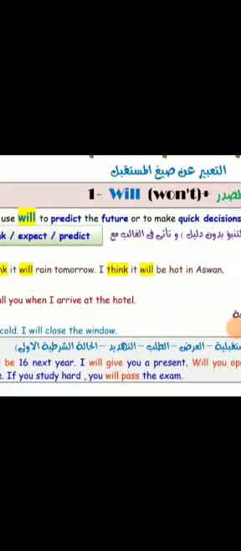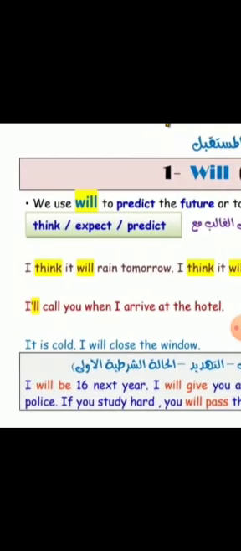Hello everybody, today we are completing the rest of unit 10, the grammar session. The grammar today is about the future tenses. We have many ways to express the future tenses.